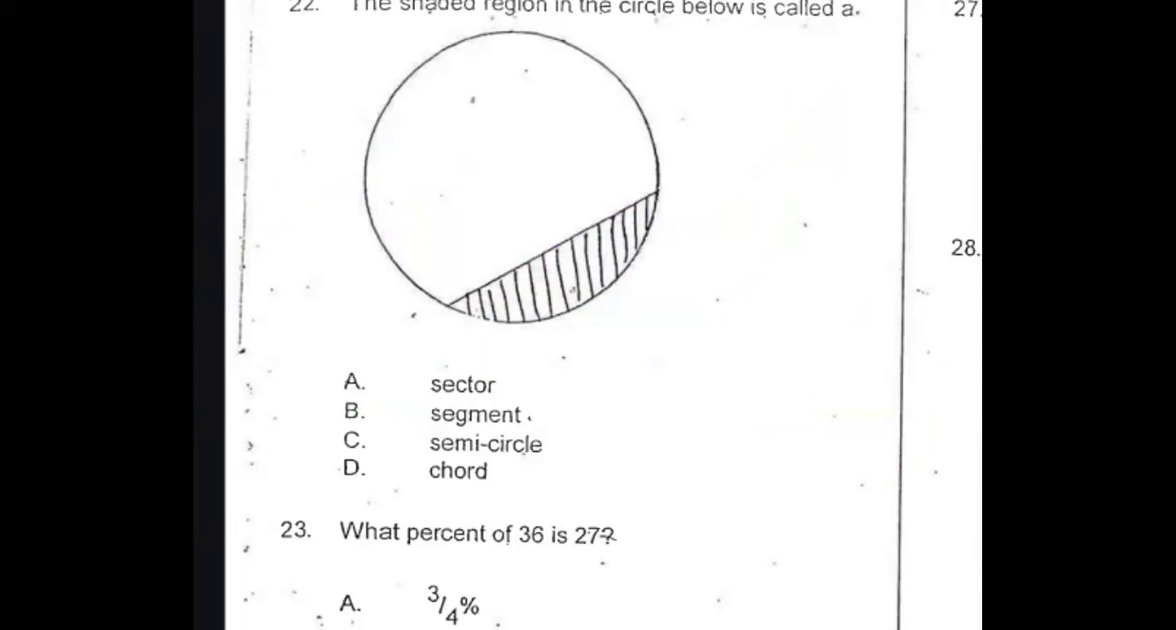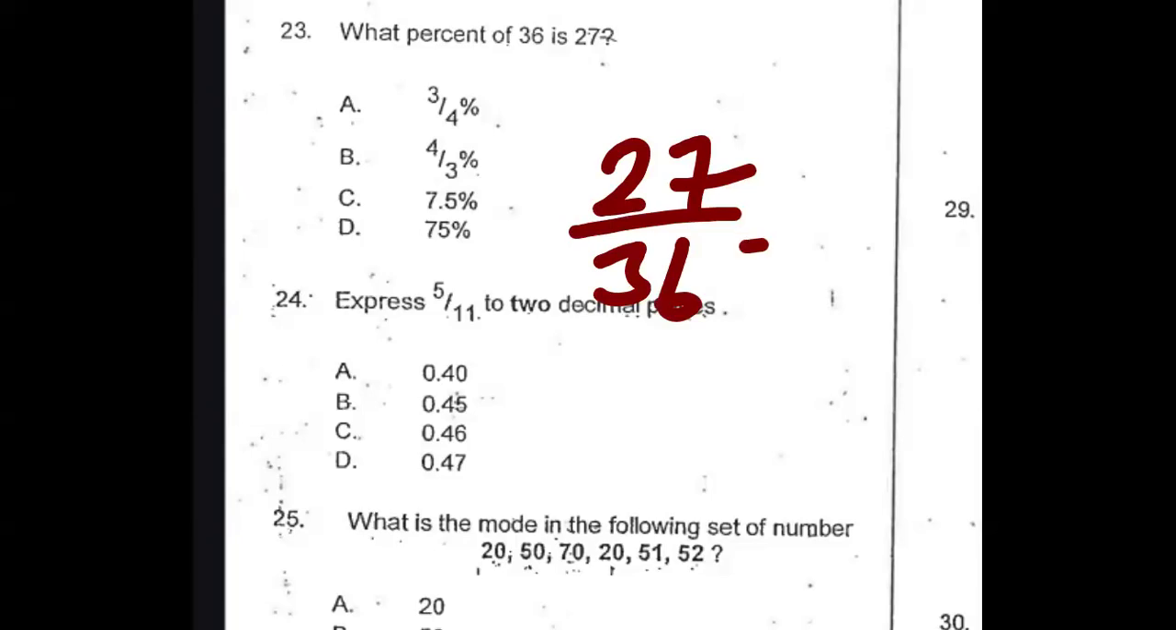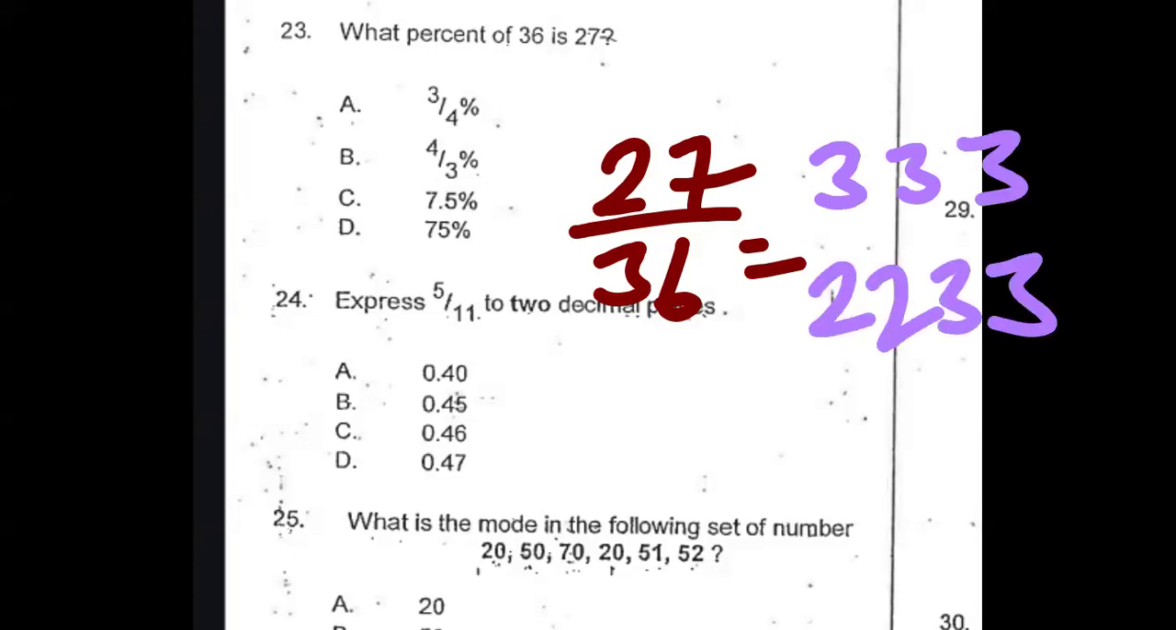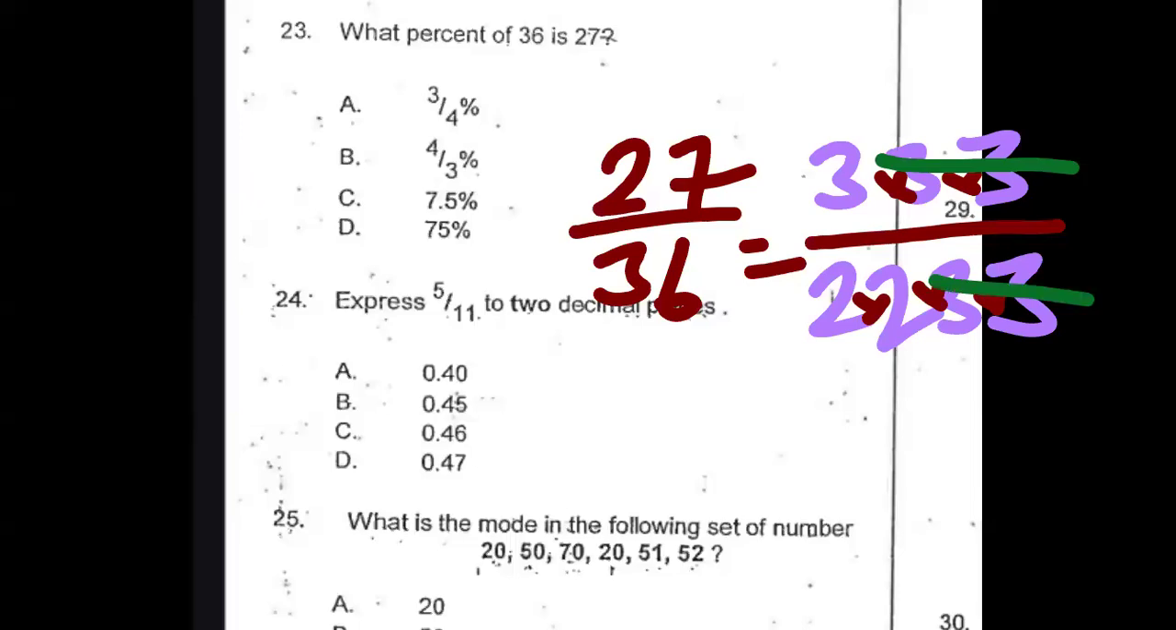All right, so now let's have a little stroll. What percent of 36 is 27? Well, what people usually do to make their lives easier is put the 27 over 36. You have 3 by 3 by 3. You have 2 by 2 by 3 by 3. Cross out that, cross out that. So our answer is 3 over 4.